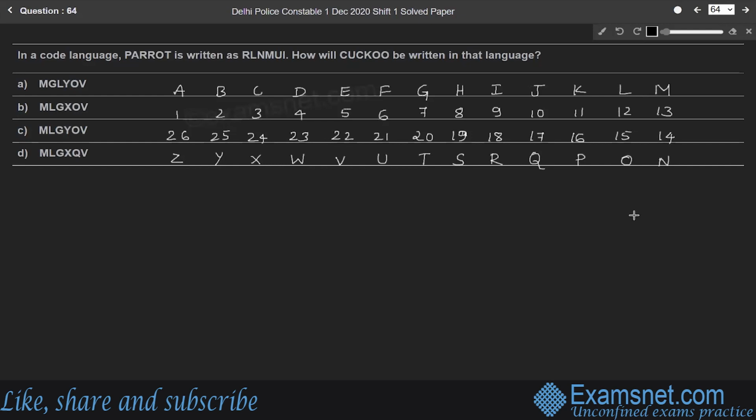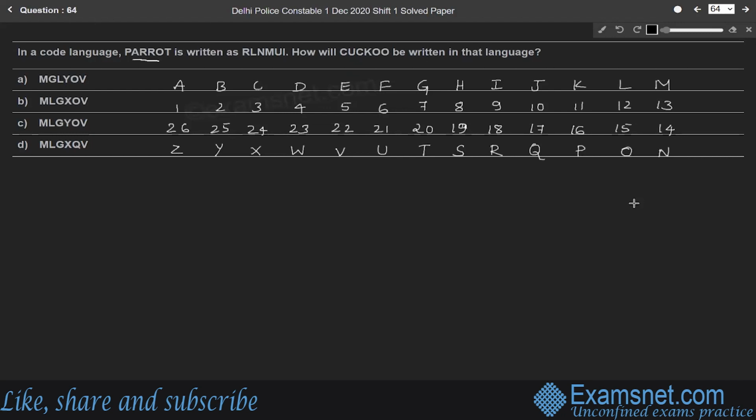Question 64. In a code language, parrot is written as RLNMUI. How will cuckoo be written in that language? So here the positional values of all the alphabets are written here. So here parrot is written as PARROT. Here the logic is positional value of P is 16, right?